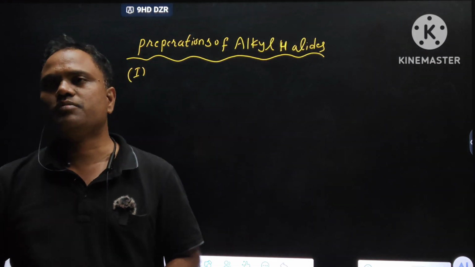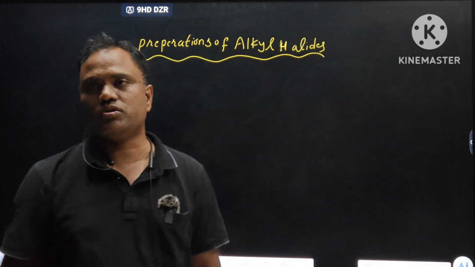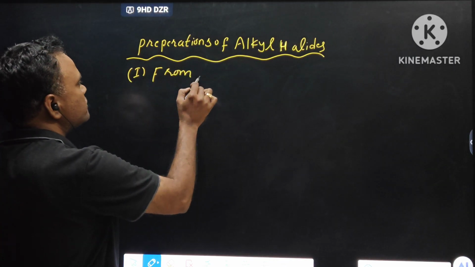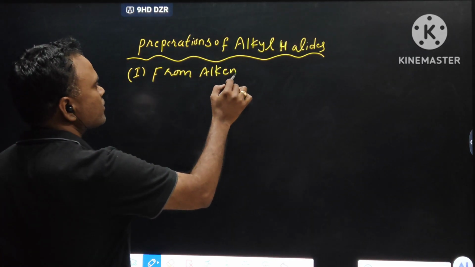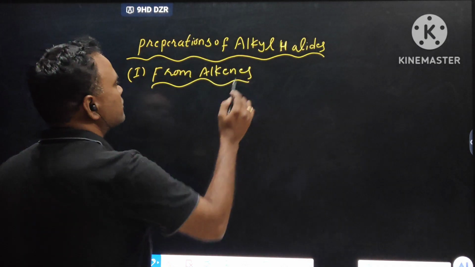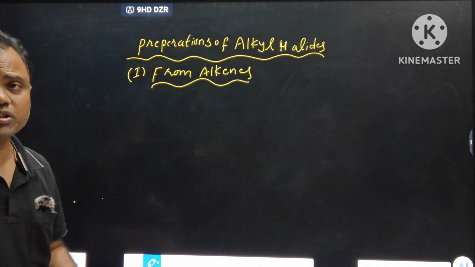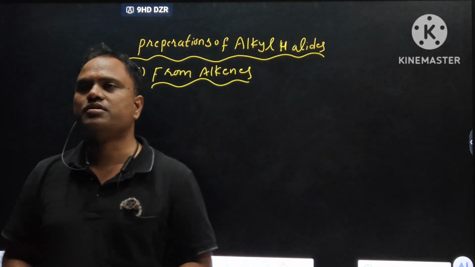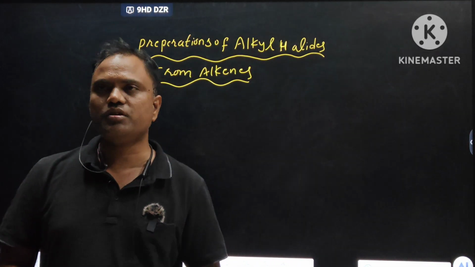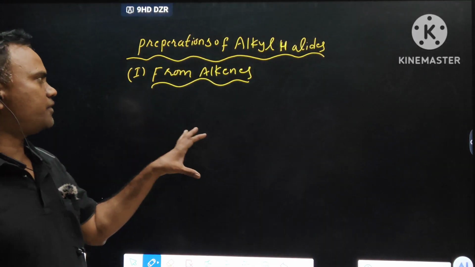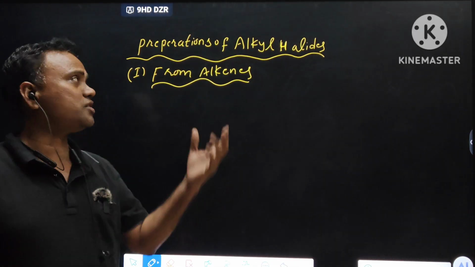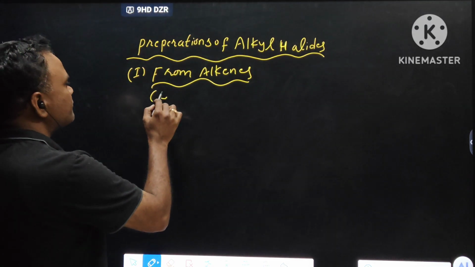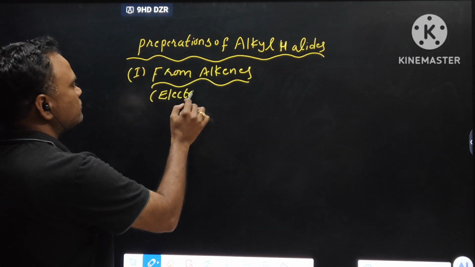Let us prepare alkyl halides by using the first method, from alkenes. Roman number 1, from alkenes. Within the bracket, electrophilic addition reactions. We cover basics of reaction mechanism of first year also parallelly, okay? Because if we know electrophilic addition, then you can understand this preparation method. So within the bracket I am writing electrophilic addition.